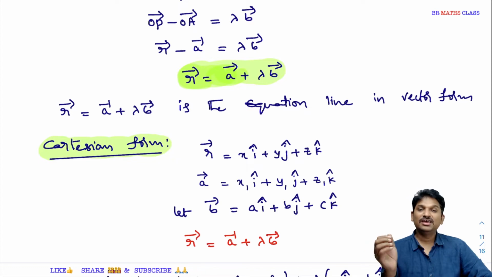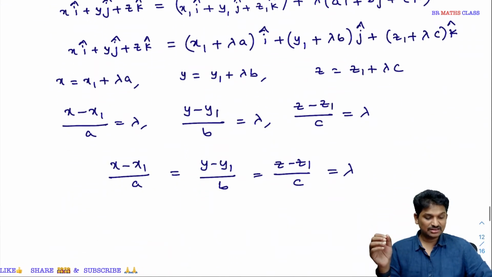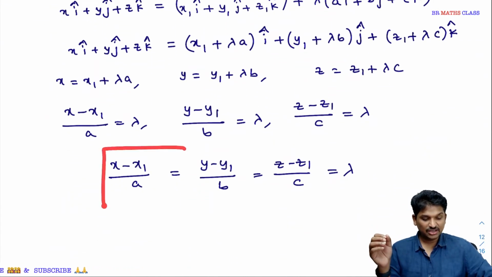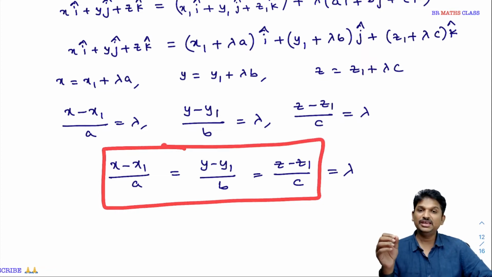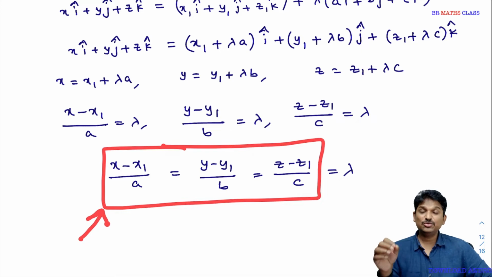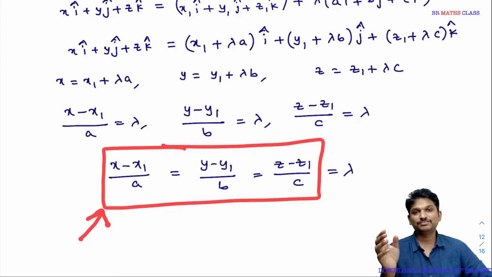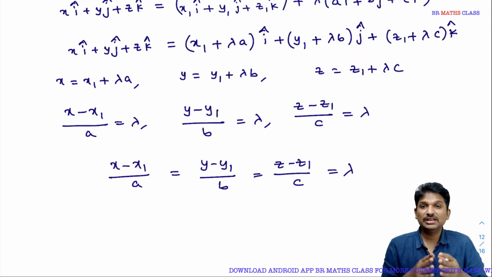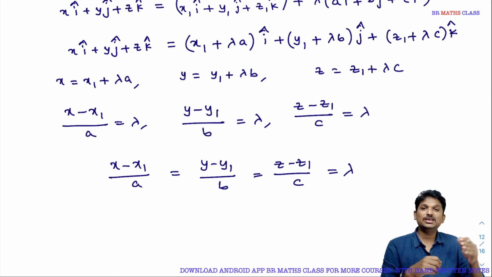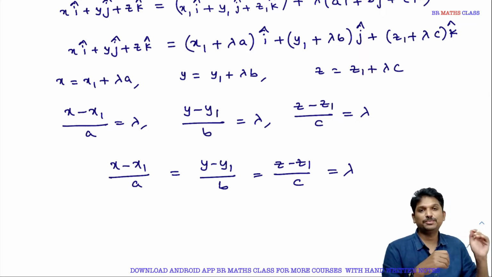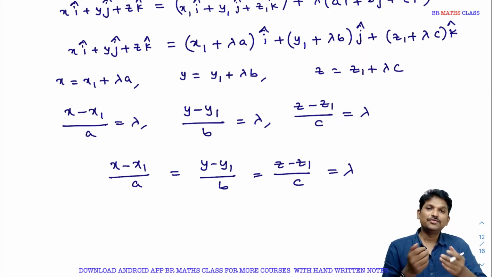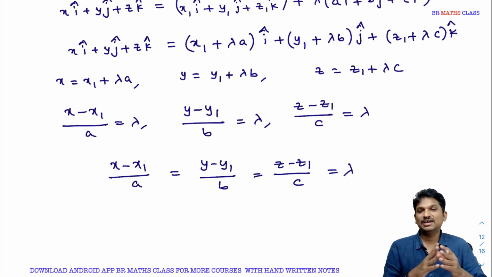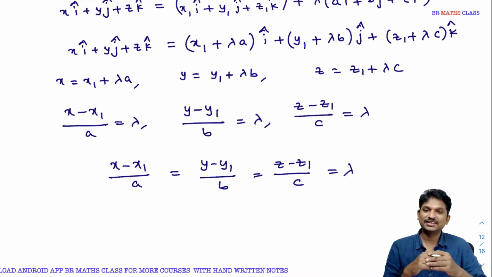Similarly, what is the Cartesian form of a line passing through the point A and parallel to the vector b bar? You need to memorize these things. (x minus x1) divided by A equal to (y minus y1) divided by B equal to (z minus z1) divided by C. This is the equation of a line in Cartesian form. These two things you need to memorize because while solving the problem they'll ask to find the equation of a line passing through so and so point and parallel to so and so vector. In that case, if you know these formulas, we'll just apply the formulas and we'll get the answer, right?